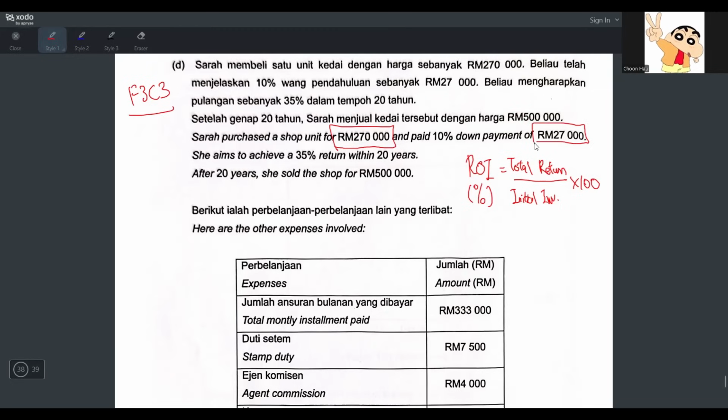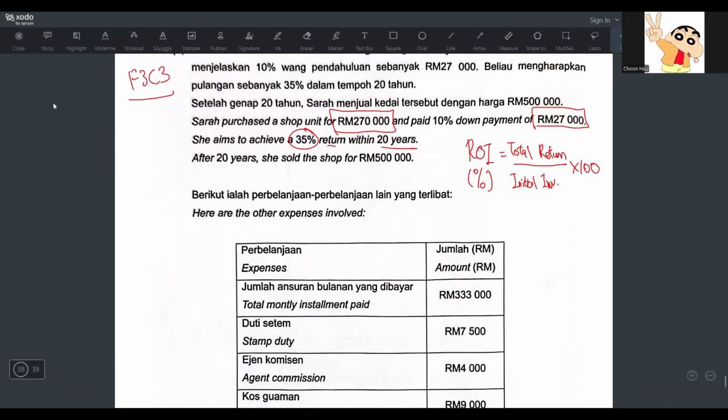So this is the down payment, and she already calculated for you the 10%, which is this. She aims to achieve a 35% return within 20 years. It's very similar, right, to the last ROI question. That one is also like that, right? She also got a target.